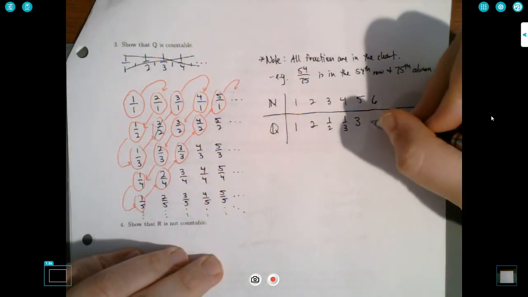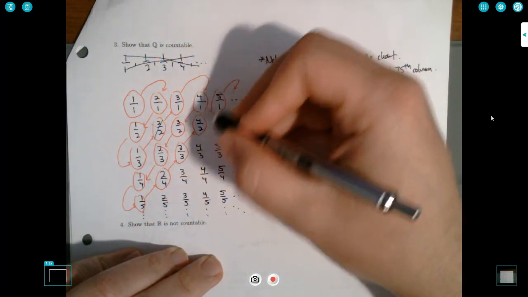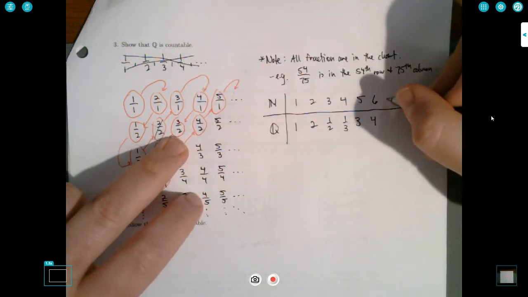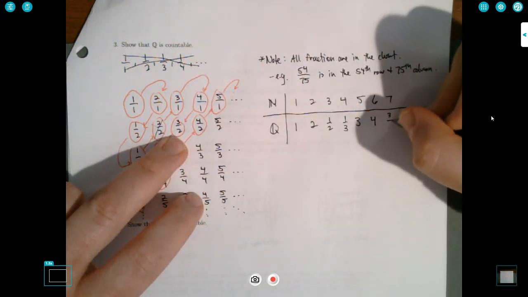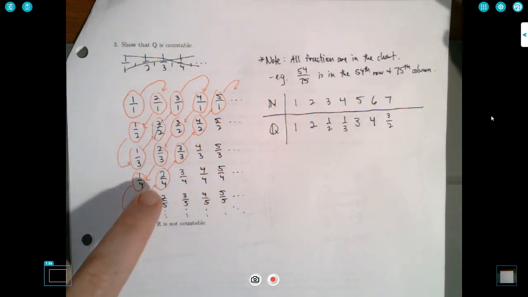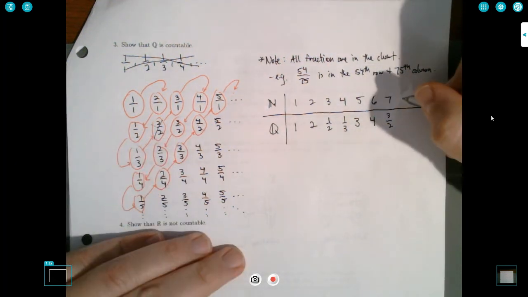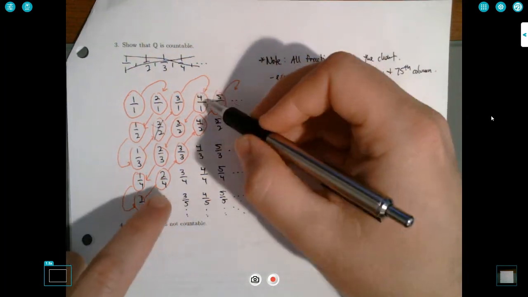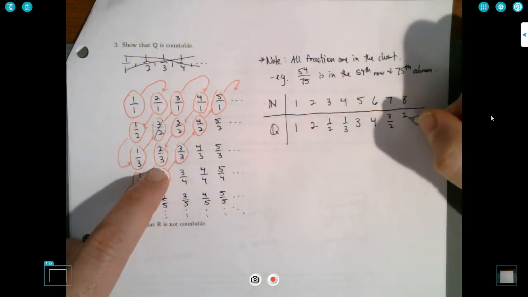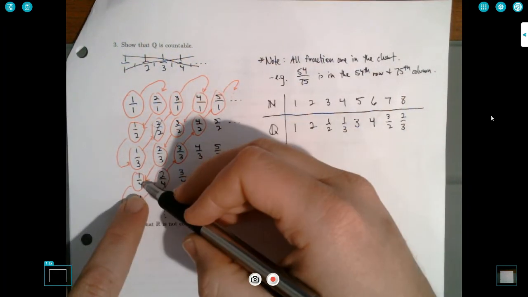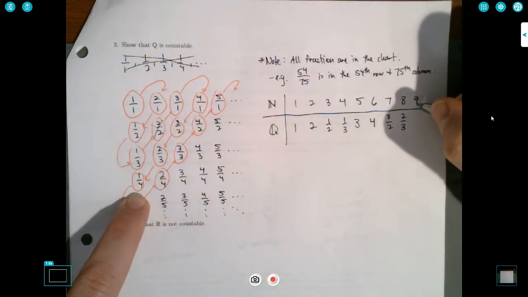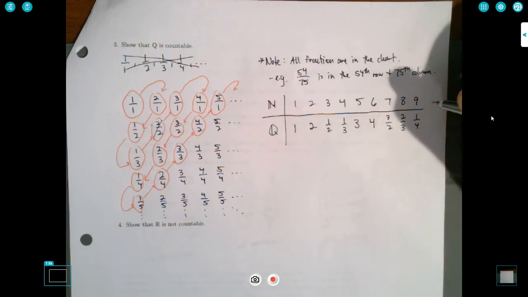Then I'm going to go to 4 over 1, which is 4. Then I'm going to go to 3 over 2, which can't be reduced. You could call it 1 and 1/2 if you like, but you can't really reduce it. 8 would go to 2/3. 9 would go to 1/4, and it's not on the list yet.